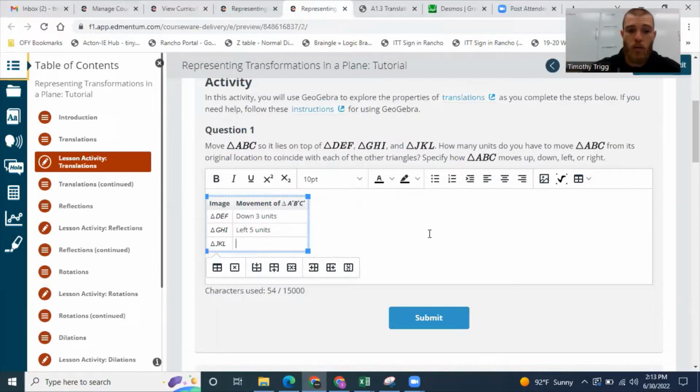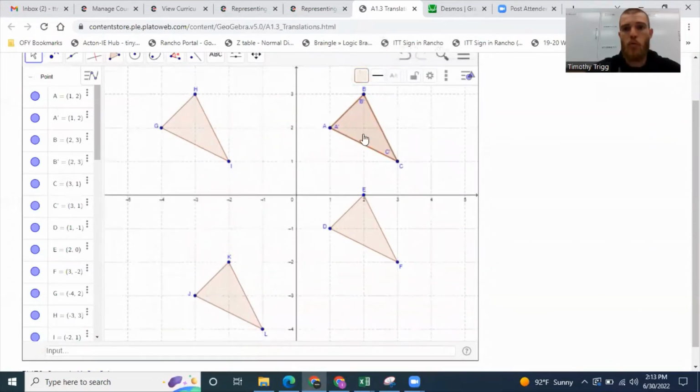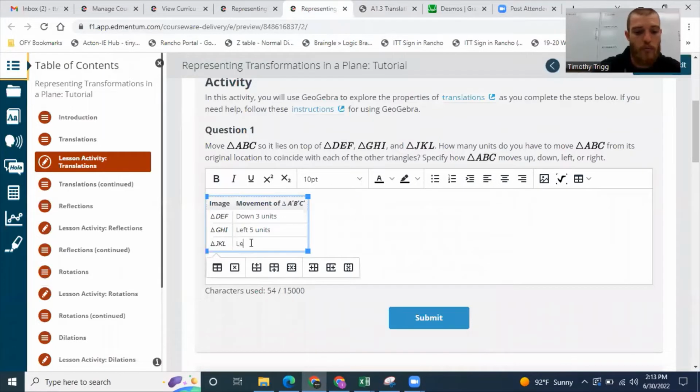Now, what about for triangle JKL? This one's a little more complicated, but not too bad. So let's go back to the start. How would I move or translate triangle ABC to perfectly line on top of triangle JKL? Well, notice I would have to move to the left and down, right? So in this case, we would move to the left how much? 1 unit, 2 units, 3 units, 4 units. So to the left 4. So I'm going to put over here, left 4 units.